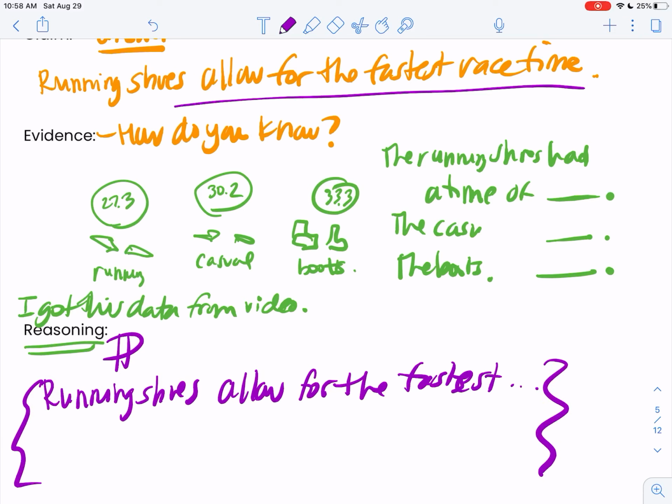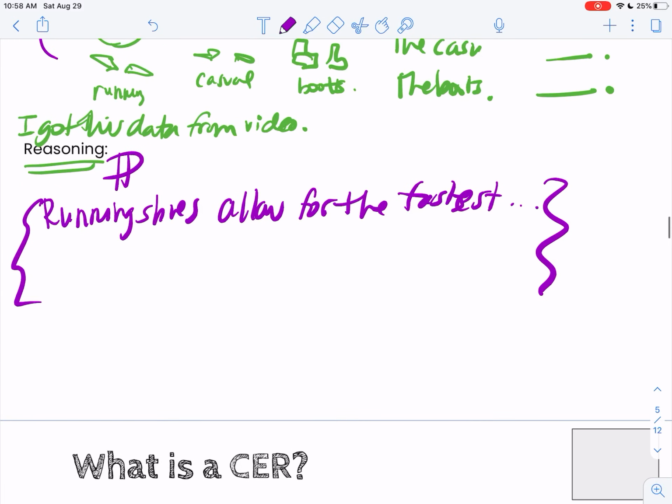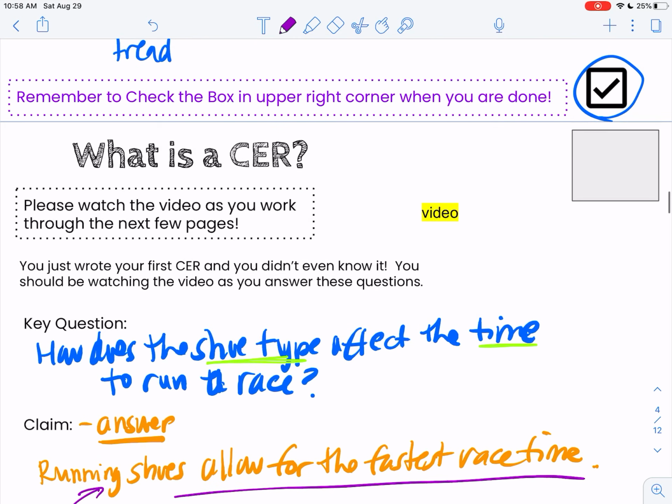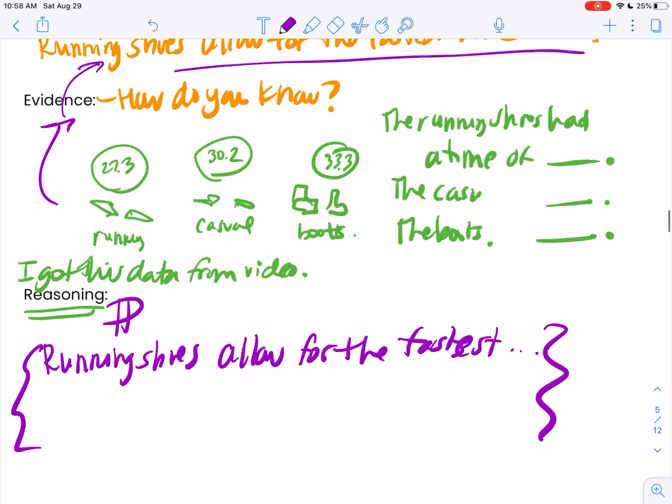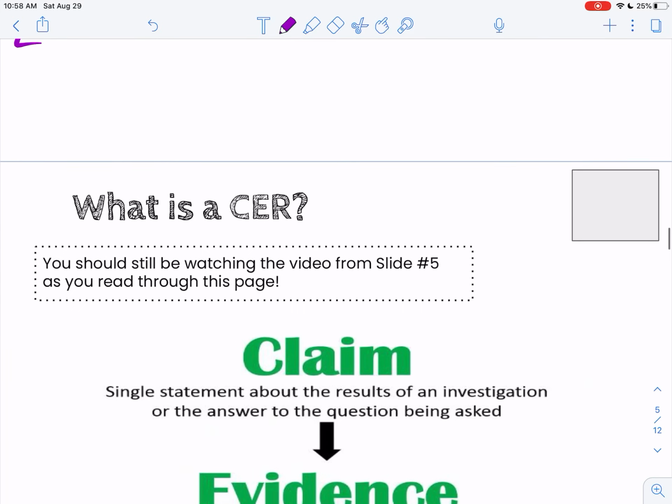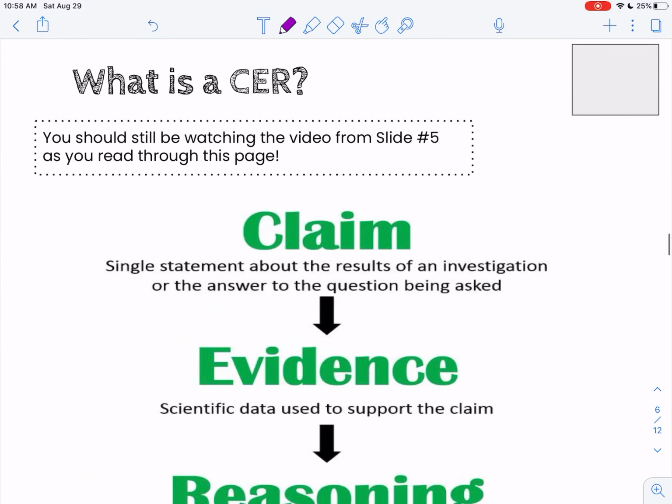Reasoning is where you explain why you said this, right? Your evidence connects to your claim, and then you give some more information about why, okay? All right, so you're going to write that reasoning, okay? And then remember, when you finish this page, give me a check mark right here, okay? All right, so after you finish this page, on the next slide, oh, actually, I put it all on this slide, okay? So basically, this is just some notes for it. Just read through this.